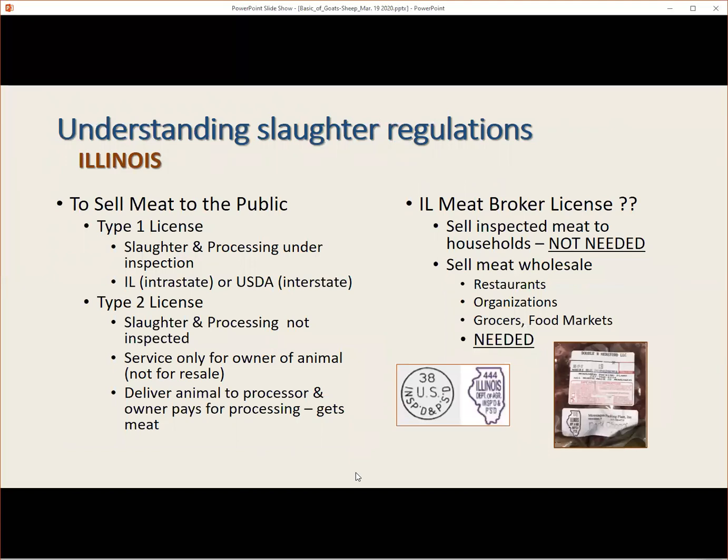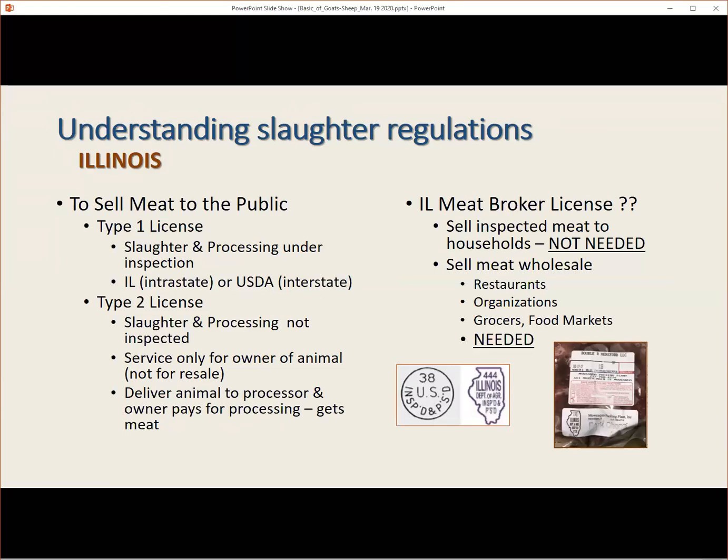So here's our slaughter regulations with Illinois. Here's our two different seals that we have, our state seal and our USDA inspected seal, depending upon what you need. An example of how that might look if you're going to get this custom processed and sell it under your own label. You can do that. Just remember that if you're going to be selling cuts of meat, you're going to want to go to a type 1 type of meat processor. In other words, the slaughter and processing is under some type of inspection.